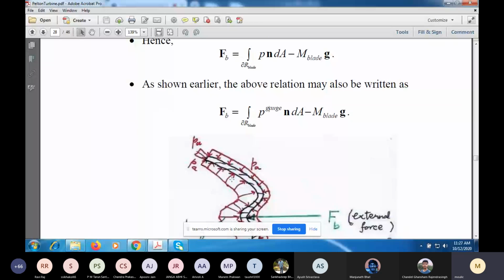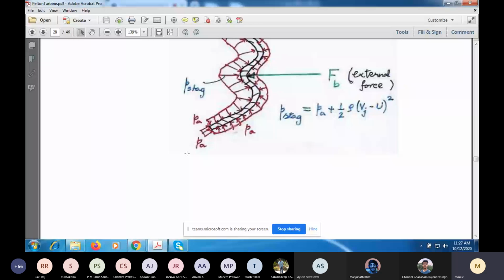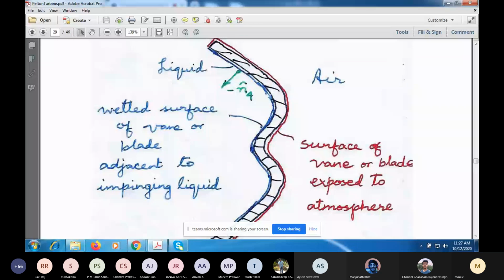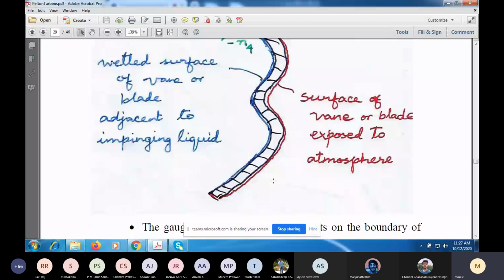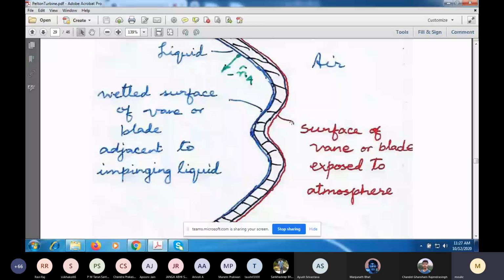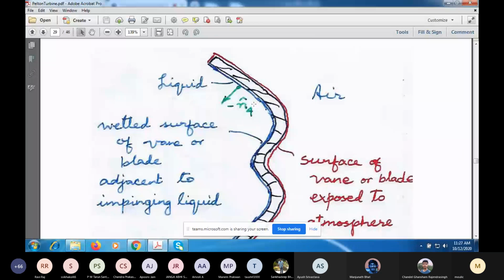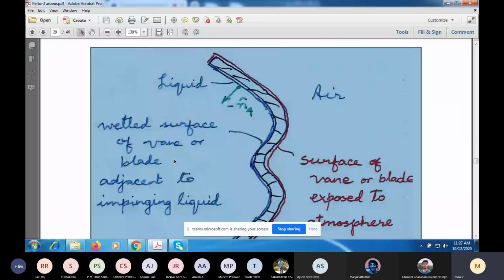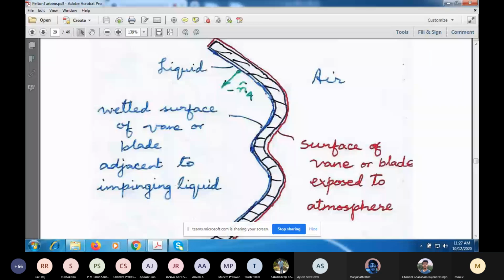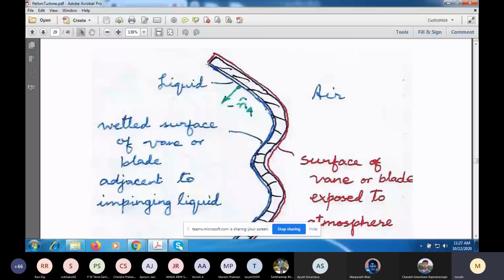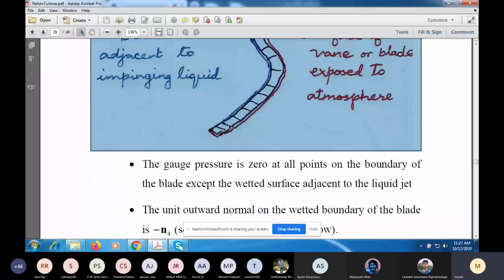So I've shown another figure here. You have air on the left. On the surfaces which I have marked in red, these are exposed to the atmosphere. The gauge pressure is 0. And this blue surface here is what I'm calling the wetted surface of the vane or blade, which is adjacent to the impinging liquid. Here on this surface, the gauge pressure is more than 0. It's 0 at this tip, and this tip over here. It's going to be maximum at the center point over here.